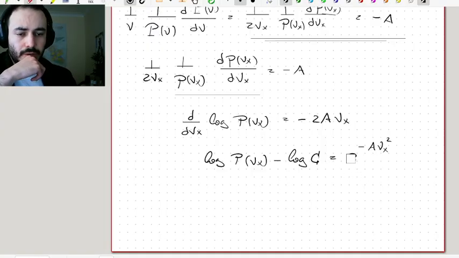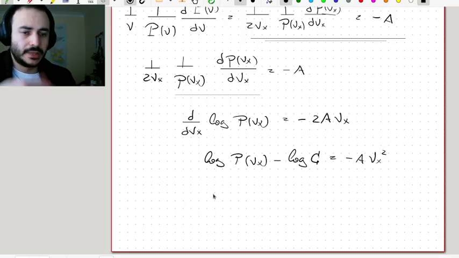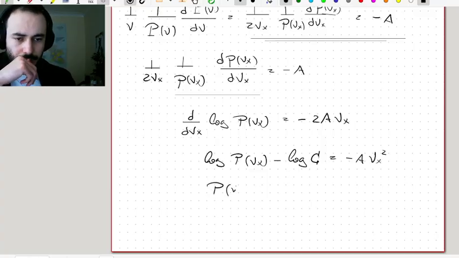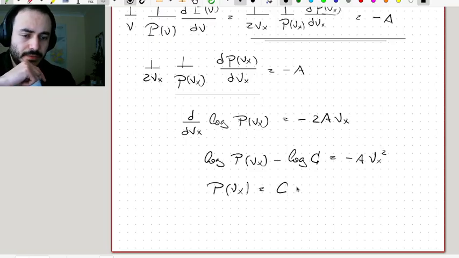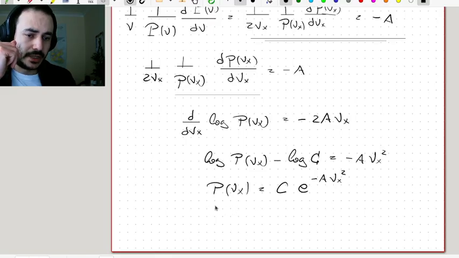Sorry, this is not what you get yet. You get minus a vx squared. And when you exponentiate now, for sure, this p of vx, to get rid of the logarithm, is going to be c, some constant, that multiplies e to the minus a vx squared. So that's the result.